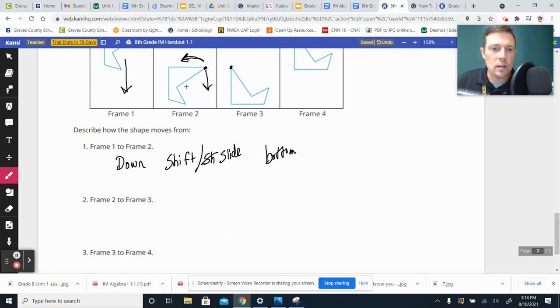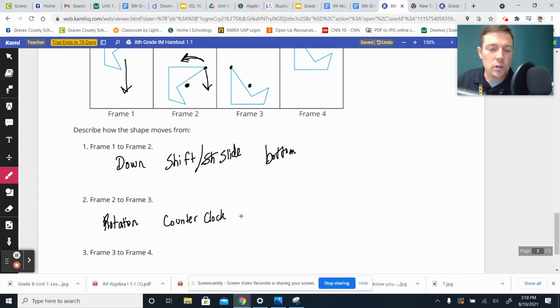Imagine that it was rotating around this point right here, and we spun it in that direction to the left, and then that point ended up on the top left. So this is a rotation. This is definitely a rotation from that 2 to 3. You could say it's rotating to the left. You could say it's rotating counterclockwise. That's a pretty popular one that people are using, counterclockwise.